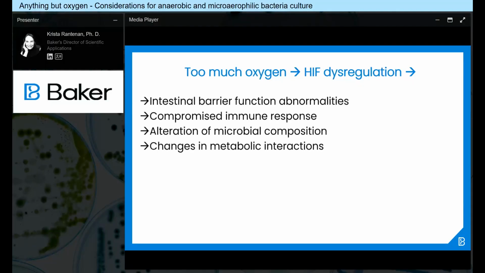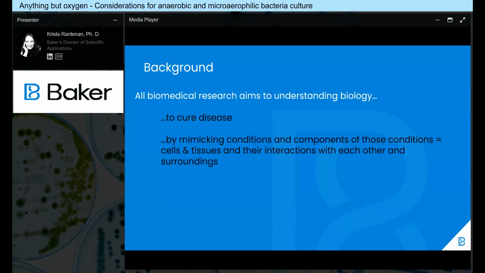And also metabolic interactions are changed if HIF pathways are not active, because HIFs are very much involved in metabolic processes within the gut, and dysregulation of this can disrupt the metabolism of short chain fatty acids and other metabolites, which are crucial for gut health and immune function. So these kinds of disruptions can cause a cycle of compromised gut barrier and then therefore alter the entire immune response. So now we have talked about anaerobes and obligate anaerobes.